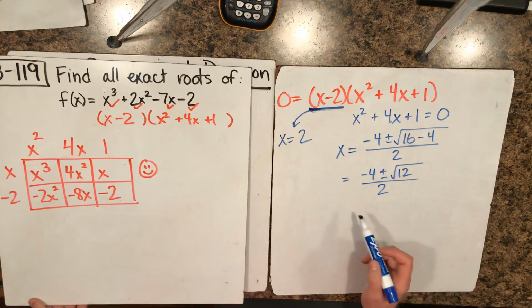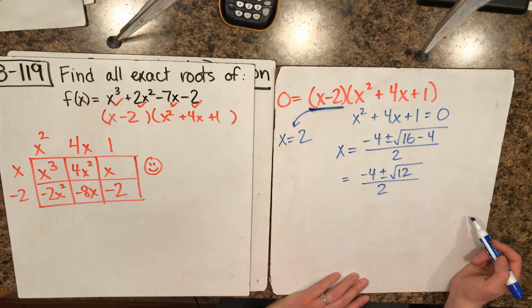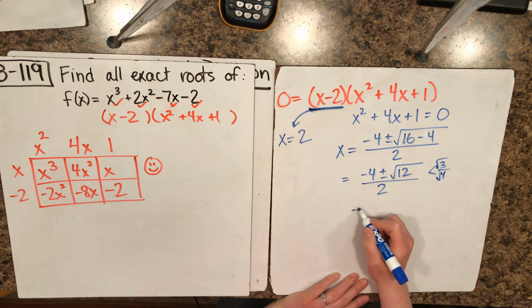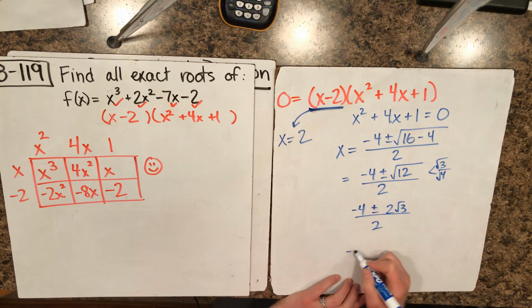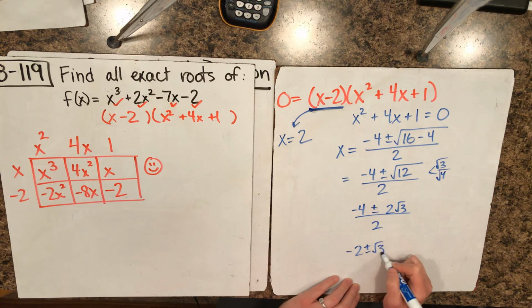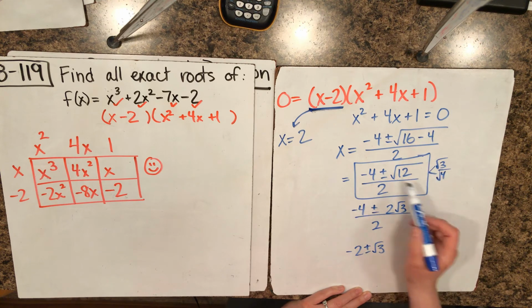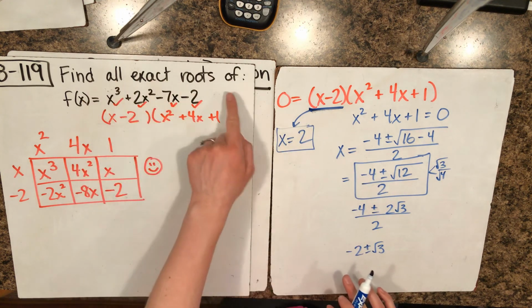So, you can leave your final 2 answers like this. You could simplify if you really wanted to. -4 plus or minus 2 root 3 over 2. -2 plus or minus root 3. If you leave it like this, you're just fine. That's 2 solutions. This is the third one. We've answered the question. Find all exact roots.